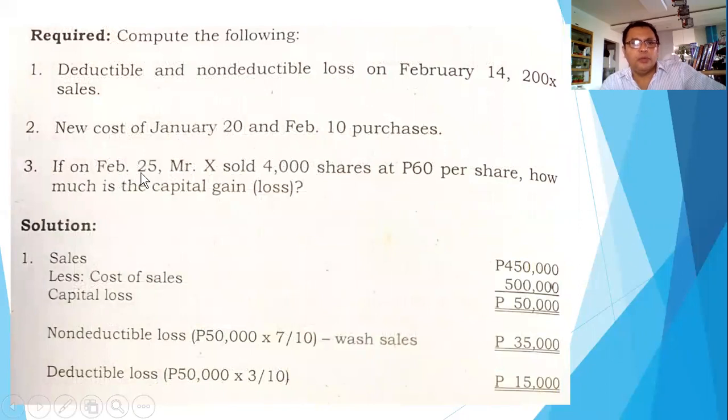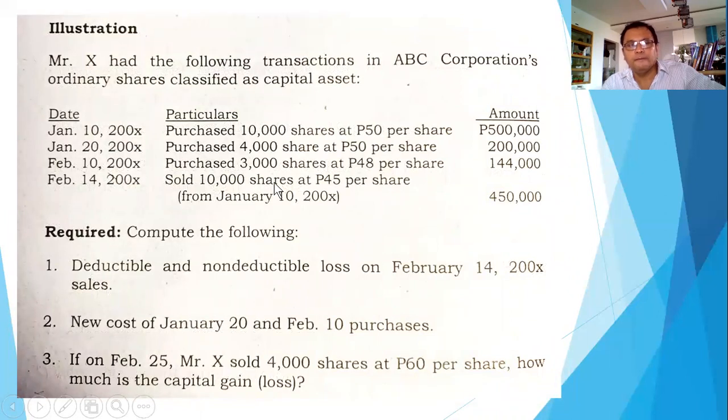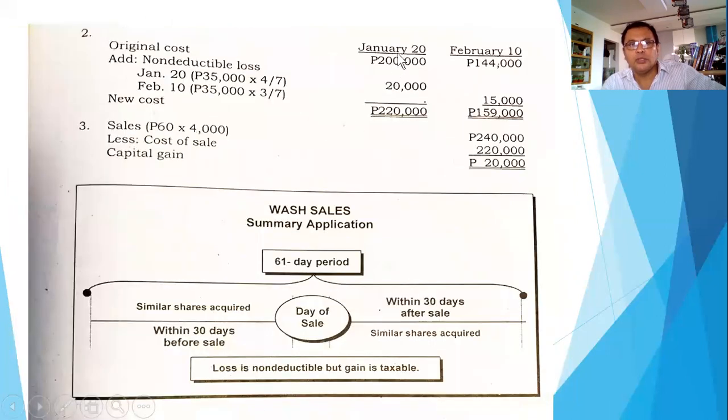Number 3 question: if on February 25, Mr. X sold 4,000 shares at 60 pesos per share, how much is the capital gain or loss? So 4,000 shares, how much is the remaining? He has 7,000, so 4,000 would be taken from the January 20 purchase, which is 220,000. The new sale on February 25 was at 60 pesos per share. Simply multiply it by the number of shares to get the selling price of 240,000, minus the new cost of the January 20 purchase, which is 220,000. You deduct it here, and that gives us a capital gain of 20,000 pesos.